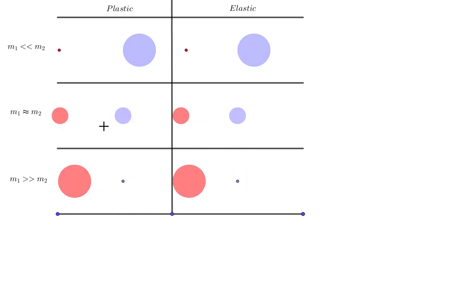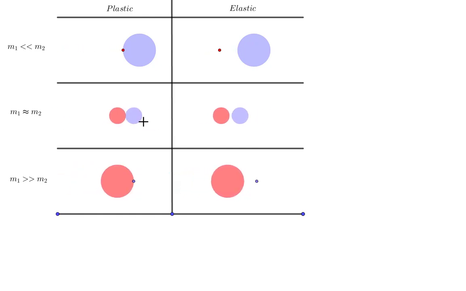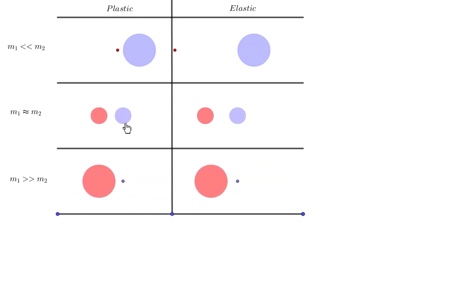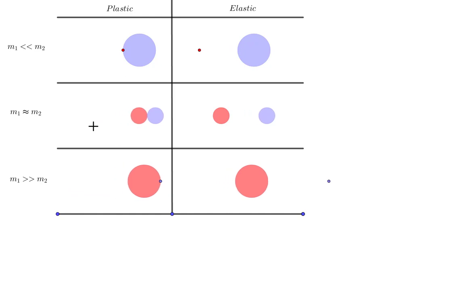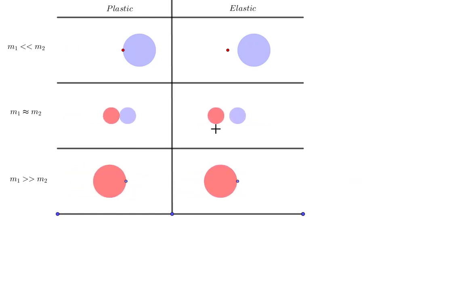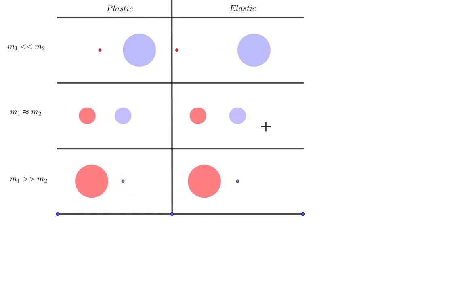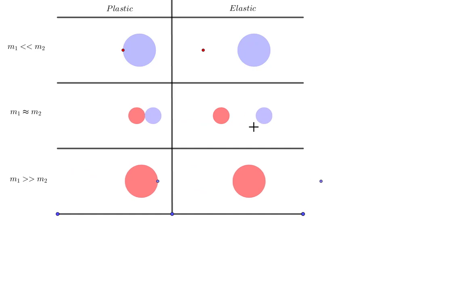And last, we have this case where the two masses are basically equal. As you can see, they stick together in the plastic case, and maybe it's hard to tell, but you can definitely see that after the collision, it's moving slower than before the collision. Whereas in the elastic case, m1 comes to a standstill, whereas m2 is moving at more or less the same speed at which m1 originally moved.